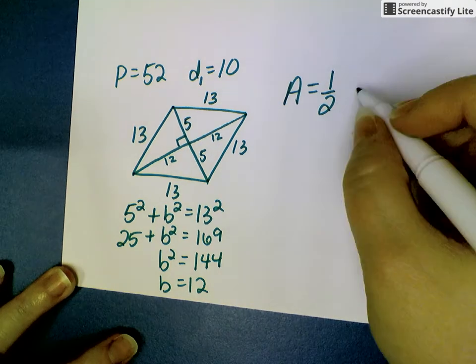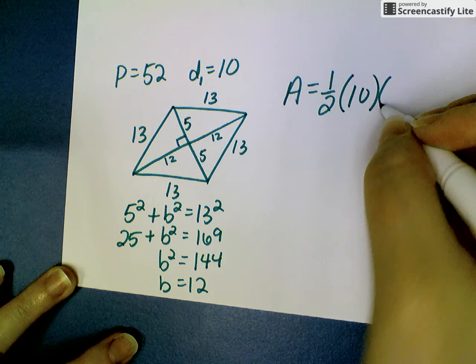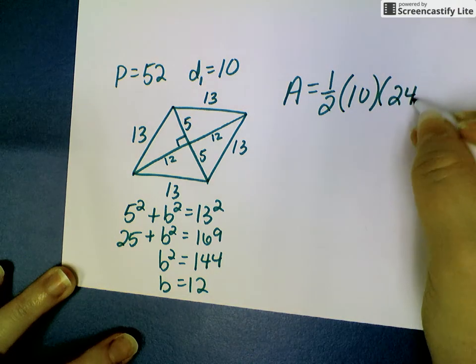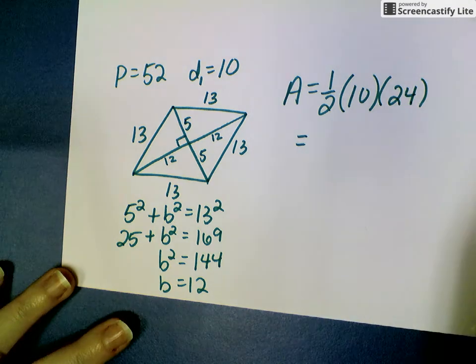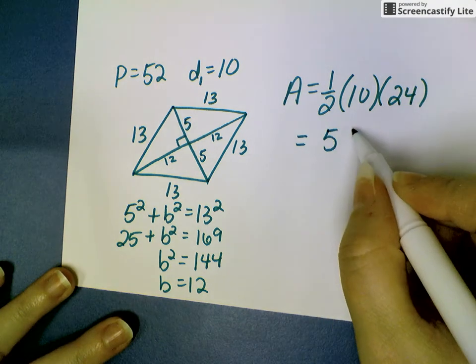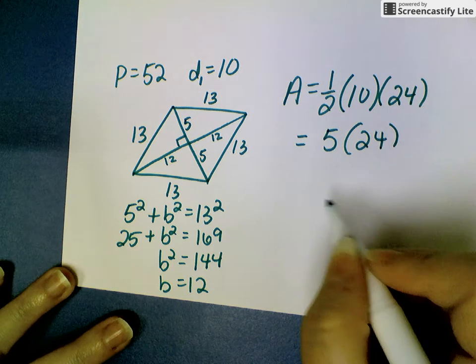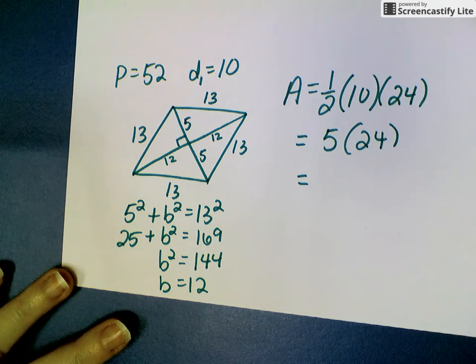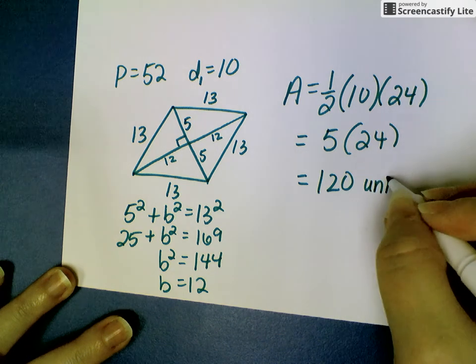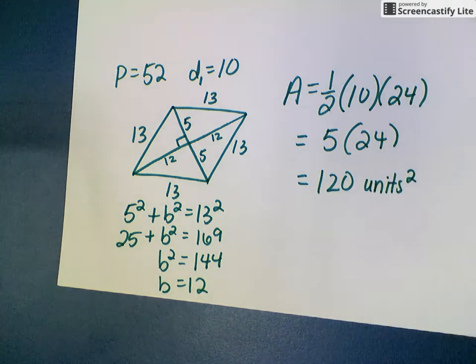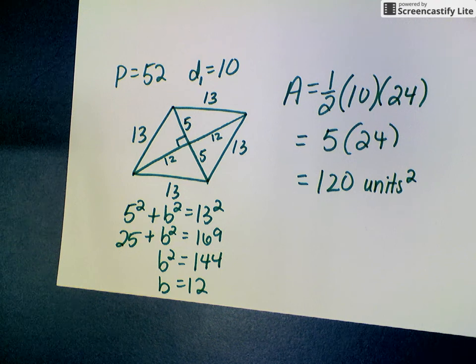1/2 times diagonal 1, which is 10, times diagonal 2, which is 24. And again, we can just do half of the first number here, so it's going to be 5 times 24. And 5 times 24 is going to be 120 square units. So that's how you find the area of a rhombus. Again, it's 1/2 diagonal 1 times diagonal 2.